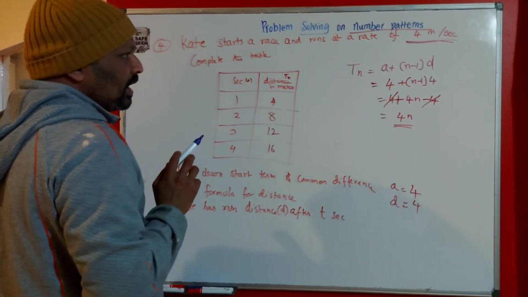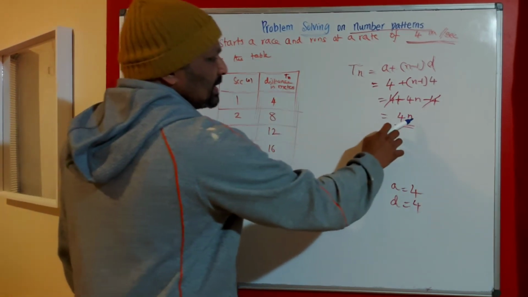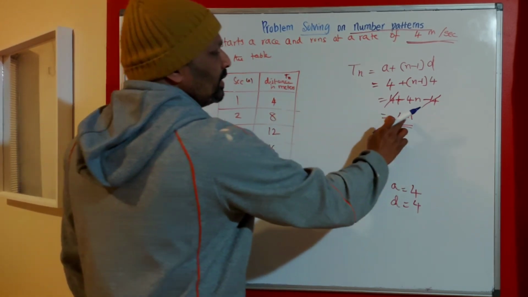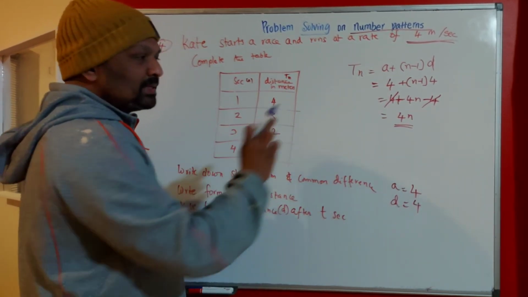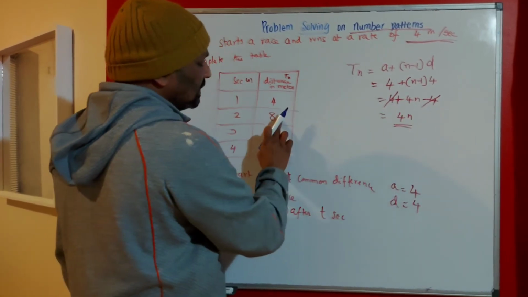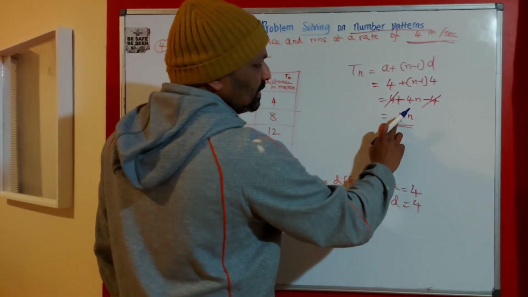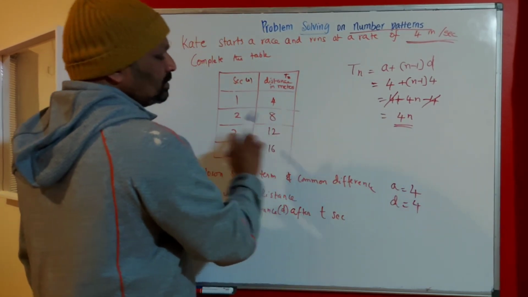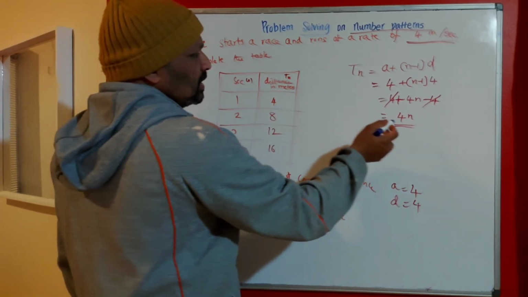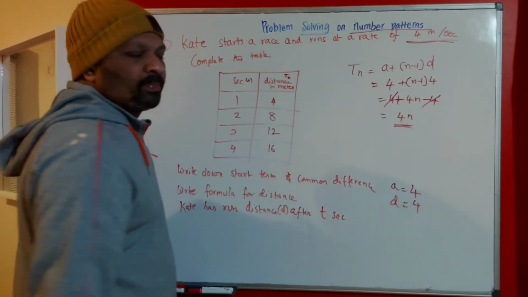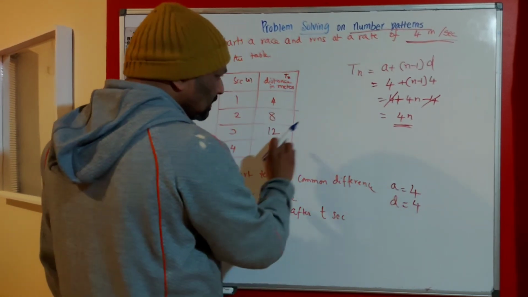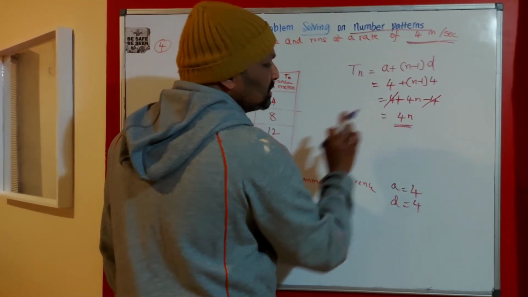Assuming you replace n with 1, that means after completion of 1 second, how much is she going to run? 4 into 1, 4. Replace n with 2: after 2 seconds, she is going to run 4 into 2, 8. After 3 seconds, she is going to cover 4 into 3, 12. That's how we achieve this general term formula.